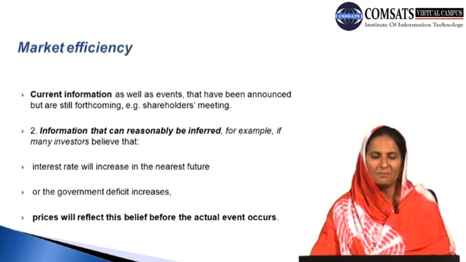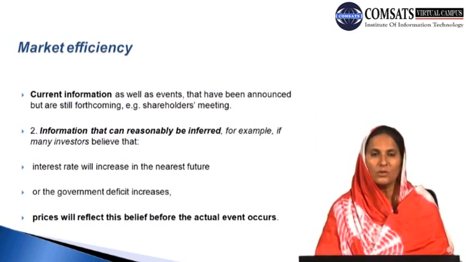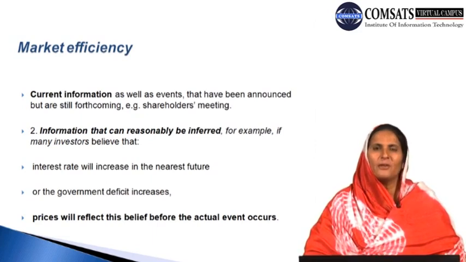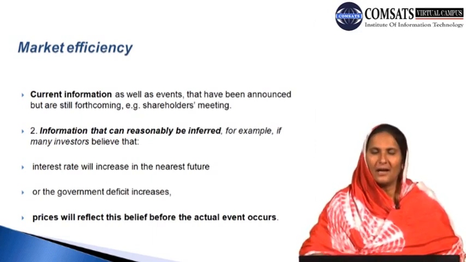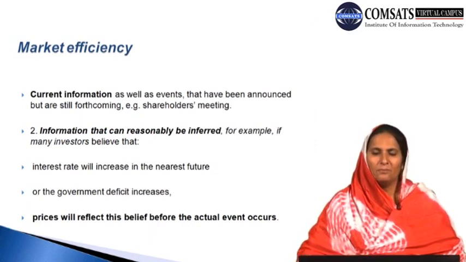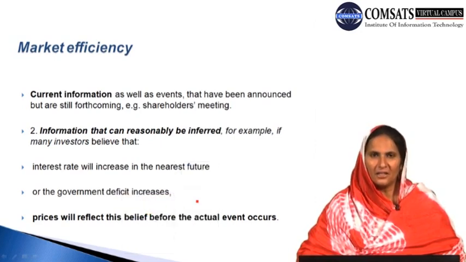So prices will reflect this belief before the actual event occurs. So we can say, for example, when this type of situation comes, we have basically three types of major segments of information. One is the past period information, that the trend in the past has been what. Another is the current time period information. And another we have is the guess, what type of changes are going to occur in the finance, in the economy and in the society in the next few days.